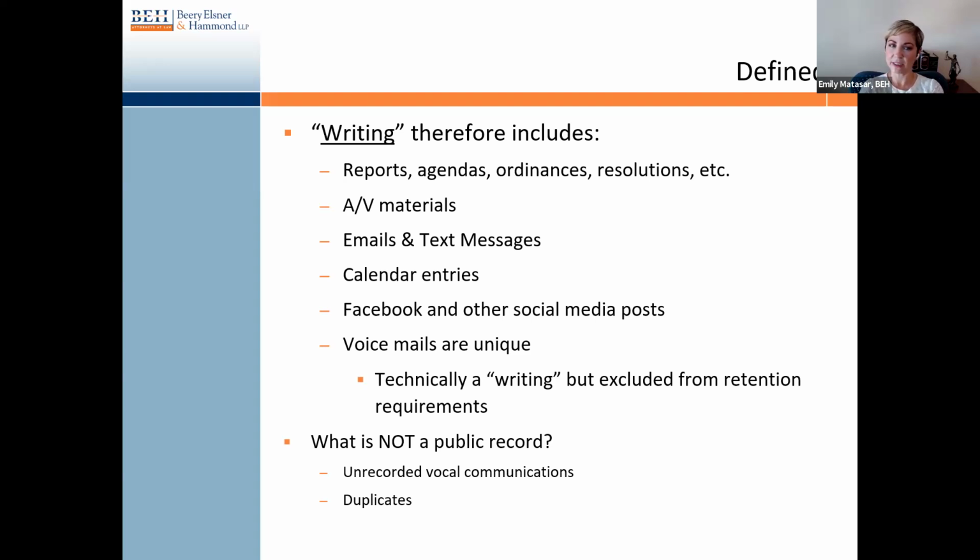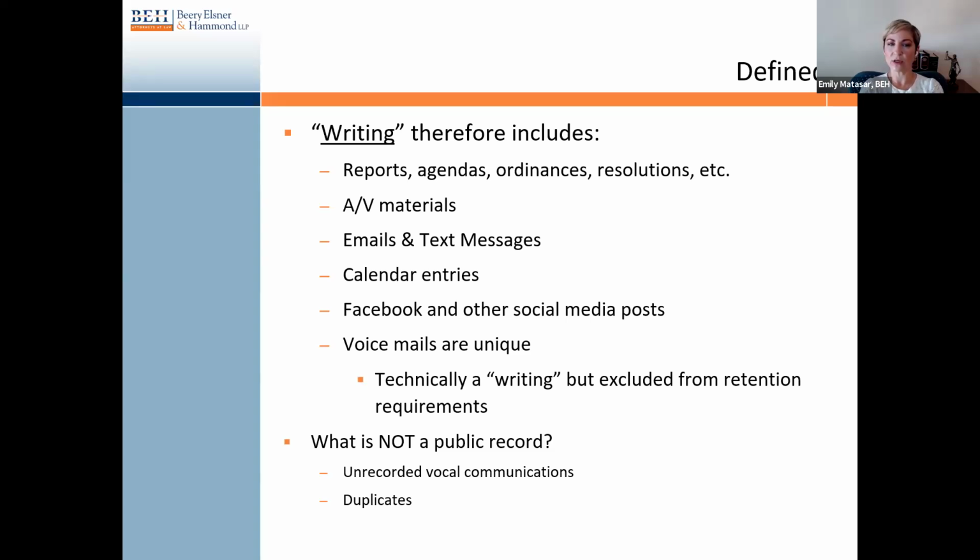It also includes AV materials. It includes communications like emails and text messages. It includes calendar entries. It includes Facebook and other social media posts. And this is kind of a big one, and I'm not going to focus on it too much throughout this presentation because it's a very fact-specific question whether a social media post qualifies as a public record. But the point that I want you to take away here and throughout this presentation is if a writing qualifies as a public record, then it doesn't matter the form of the writing. That's why I included that here.